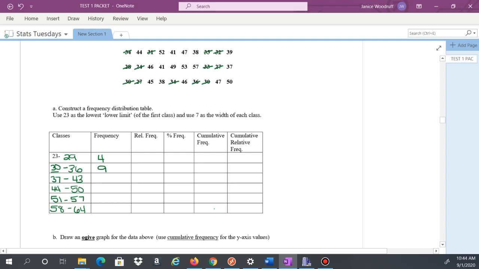All right, then 37 to 43. In the first row, I've got 1, 2.